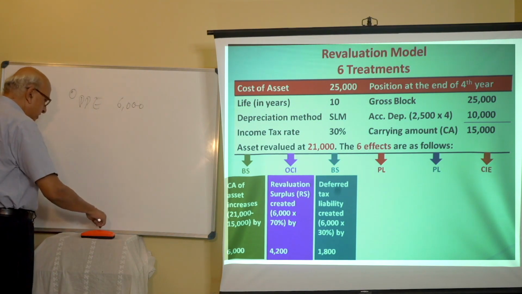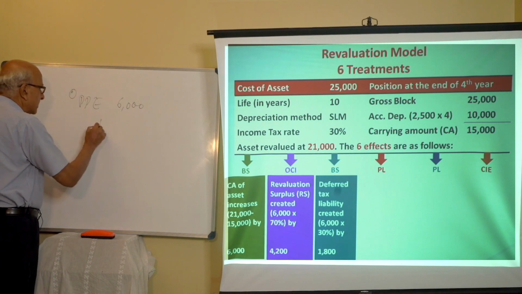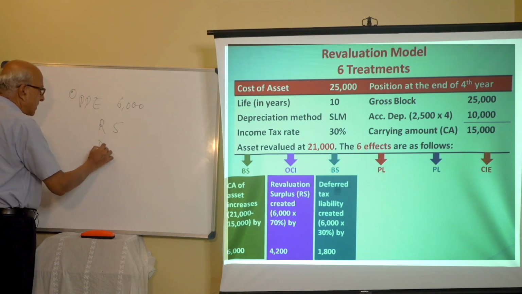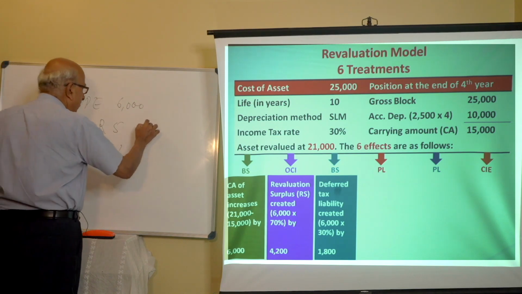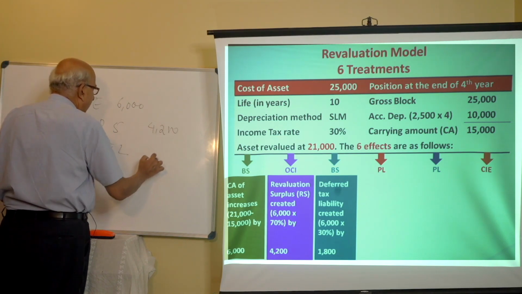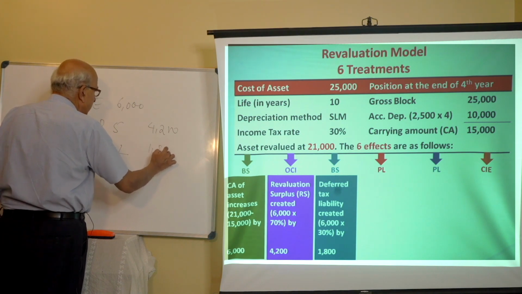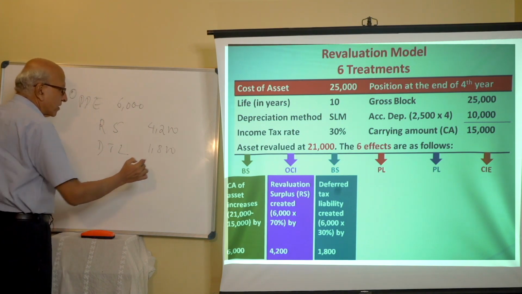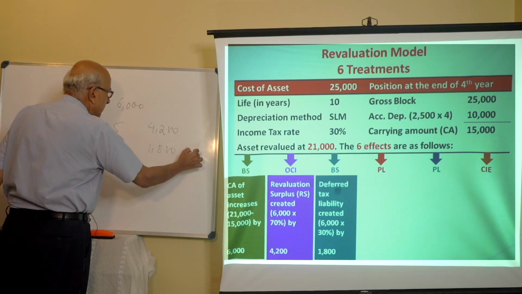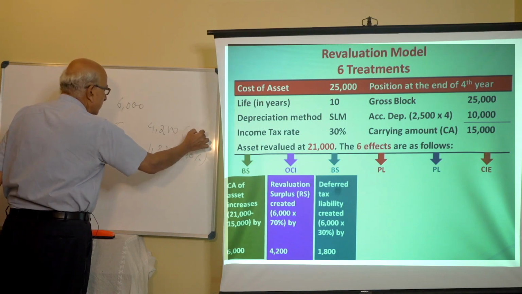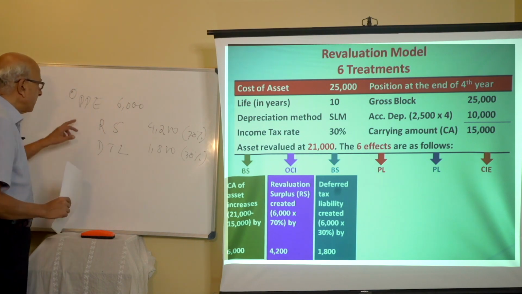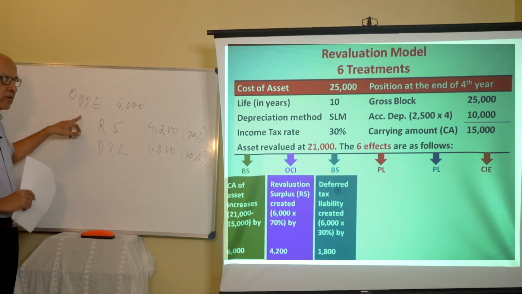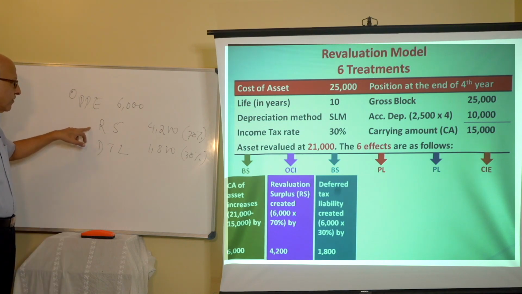So what is the entry for all these 3? PPE debit, revaluation surplus and deferred tax liability. That is 4,200 and 1,800. This is 30% and this is 70%. PPE debit in the balance sheet, revaluation surplus net of tax.